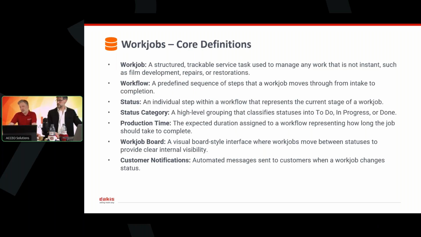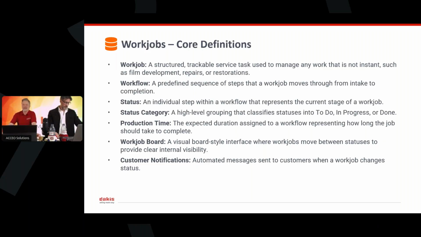A workflow is a predefined sequence of steps that a work job moves through from intake to completion. The status is an individual step within a workflow that represents the current stage of a work job. Status category is a high-level grouping that classifies statuses into to do, in progress, or done. You got 3 columns. Where are you going to put your statuses?